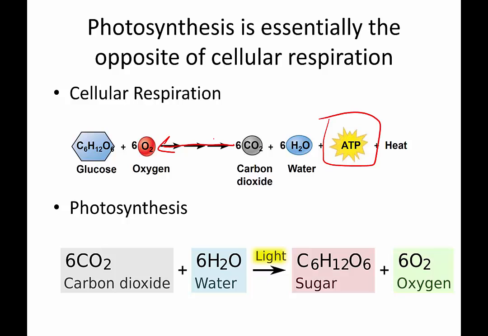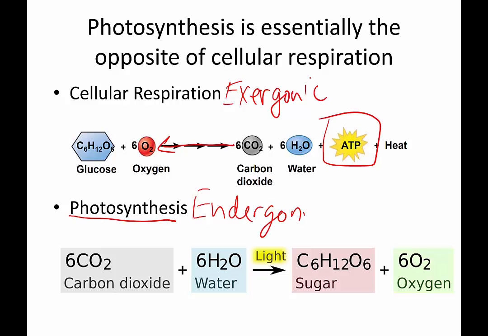Remember, cellular respiration is an exergonic reaction. That means it produces energy, and of course, that energy is then used to make ATP. Since we flipped the arrow here for photosynthesis, you can think of it as an endergonic reaction. It's a reaction that requires energy, and that energy comes, of course, in the form of light. As you know, all plants that do photosynthesis require light energy to actually make sugars.